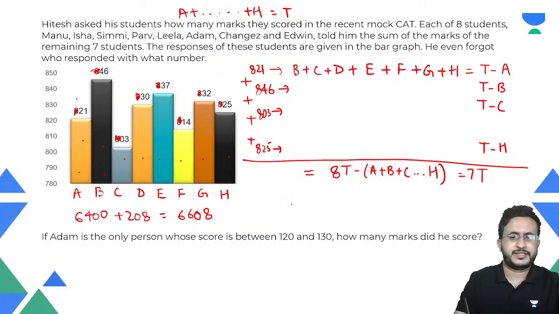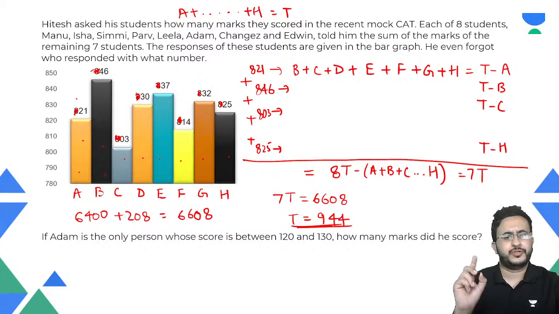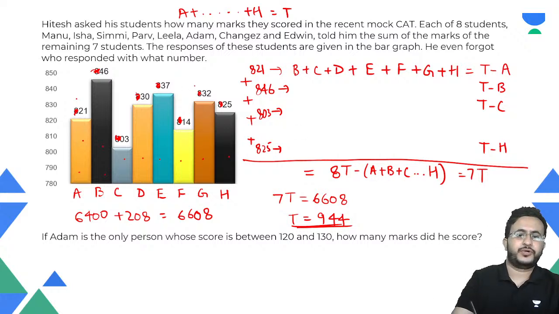Okay, so that is 70. So if you divide by 7, we will get 934 to 28, 4, 944. So total is 944. Okay, so total marks are in logo के 944. Now, how will we get his marks? So this is 944 minus this value.